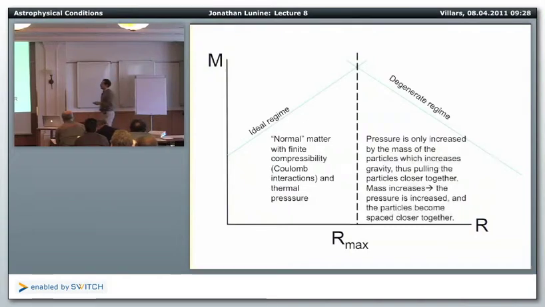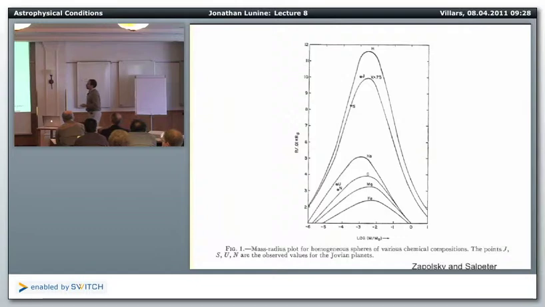And this was recognized by Zapolsky and Salpeter in the 1960s, who plotted radius versus mass, this is flipped the other way around, for cold hydrogen-helium objects, and concluded that Jupiter was essentially near the peak or at the peak for bodies that had solar composition, 75% by mass hydrogen and 25% by mass helium. So this is a pure hydrogen curve, pure helium, pure carbon, magnesium, iron, etc.